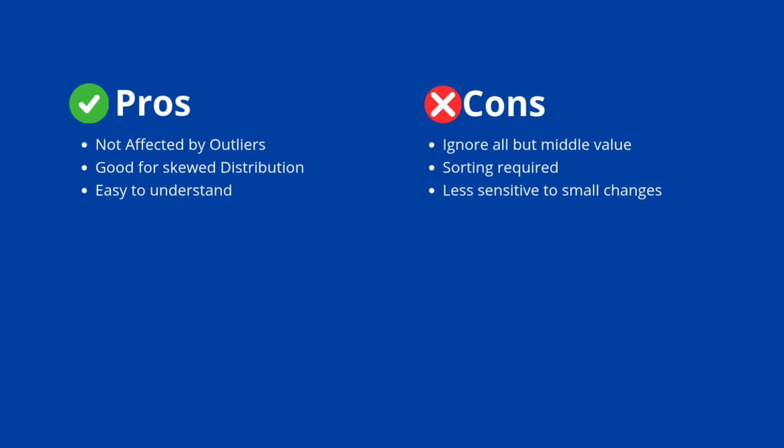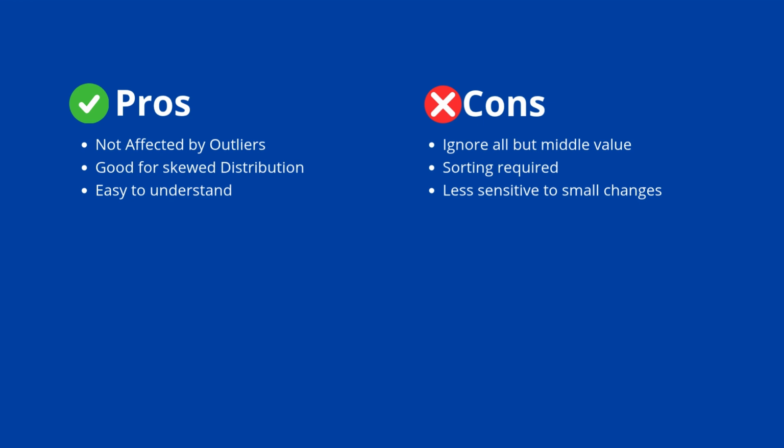Now these are the pros and cons of the median. Let's see the pros first, that is, when to use the median and when not to use it. We can use it when we have outliers. The median does not get affected by outliers because we only consider the middle of the values. We ignore the lower and higher values, so outliers don't affect the median.